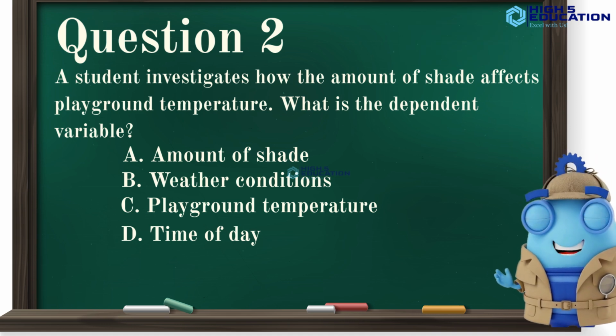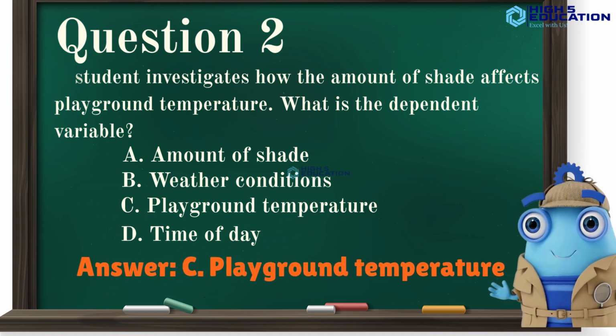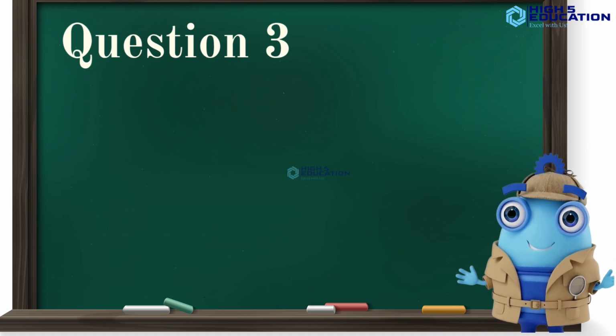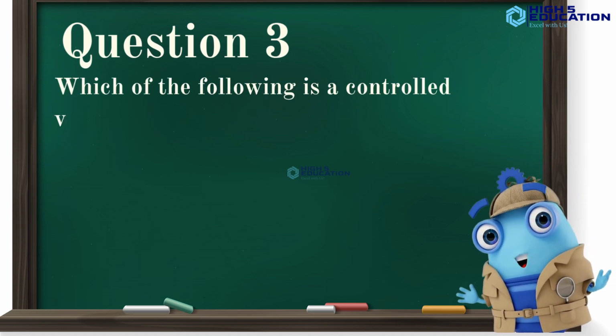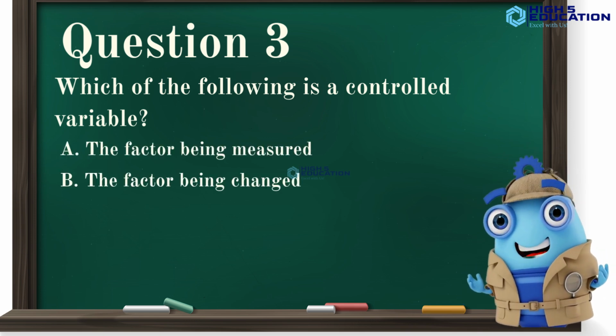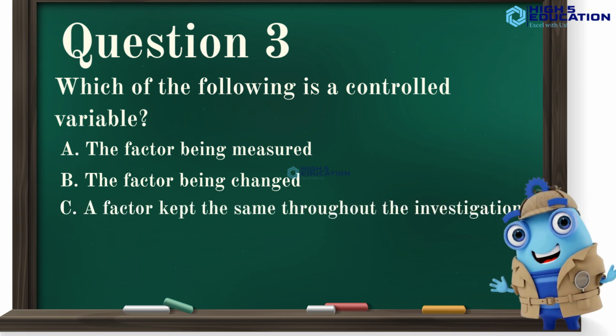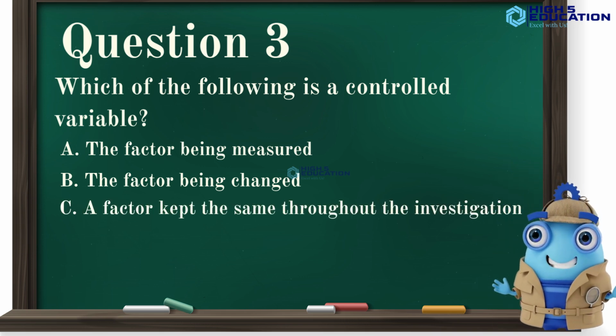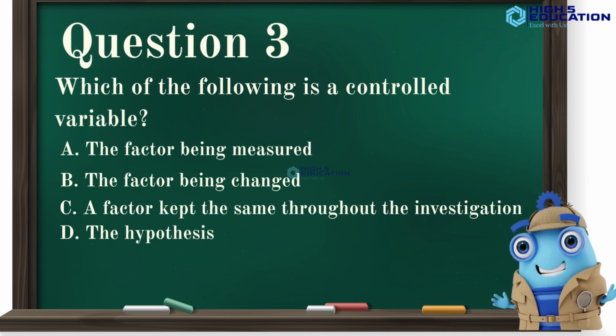The correct answer is C. Playground temperature. Question 3. Which of the following is a controlled variable? A. The factor being measured. B. The factor being changed. C. A factor kept the same throughout the investigation. D. The hypothesis.